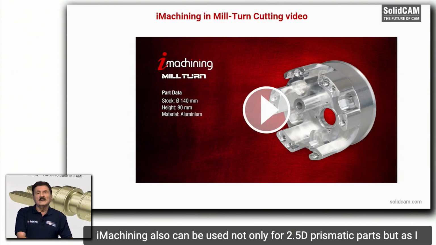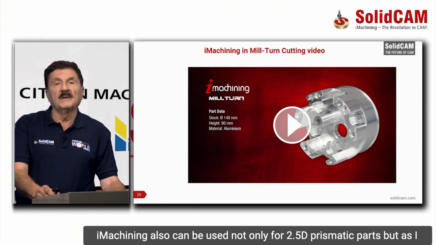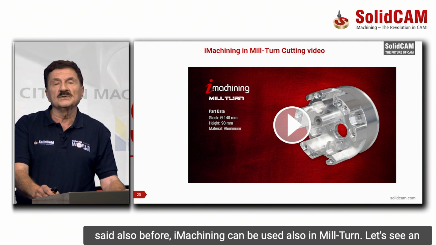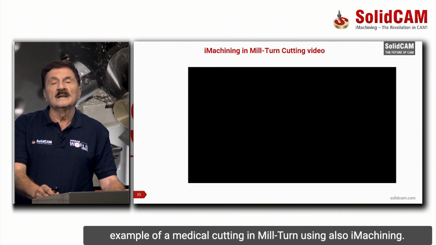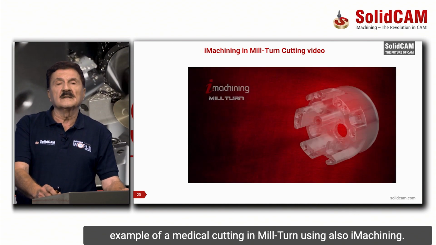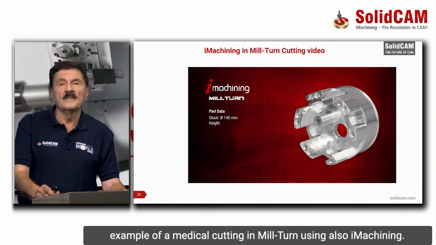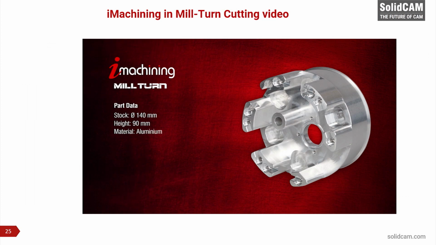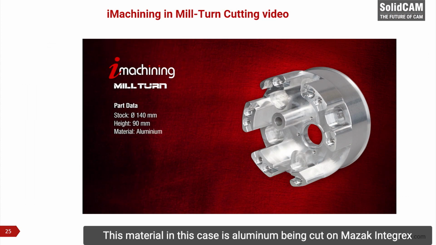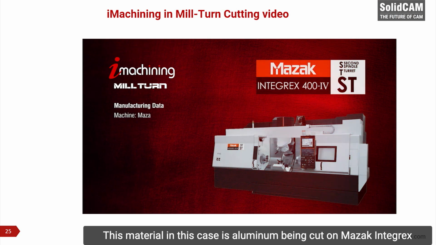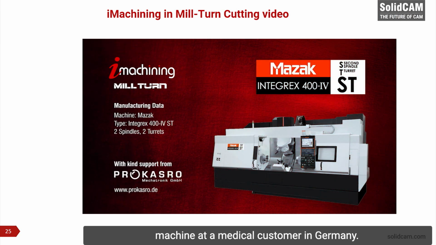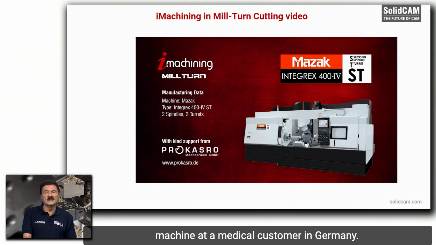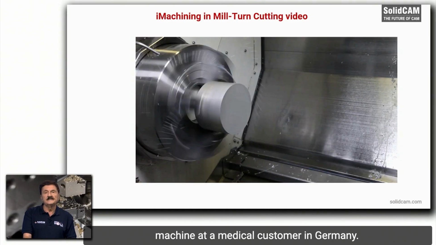Eye machining also can be used not only for 2.5D prismatic parts, but as I said also before, eye machining can be used also in mill turn. Let's see an example of a medical cutting in a mill turn using also eye machining. This material in this case is aluminum, being cut on a Mazak Integrex machine at a medical customer in Germany.